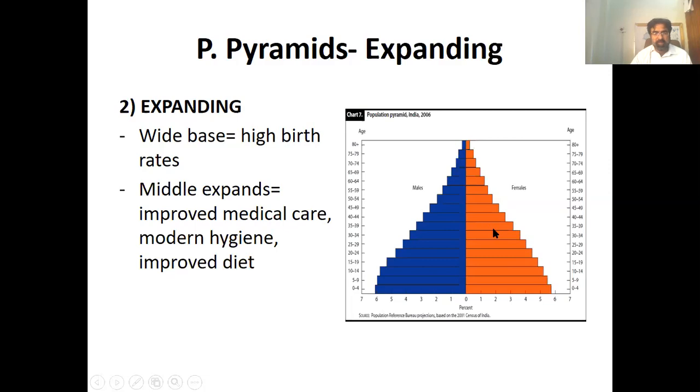But in this pyramid, as it is expanded as compared to the first one, the people living in those countries have more medical facilities, more resources, and more hygienic conditions, and that's why their life expectancy increases, and this has an expansion at the middle.